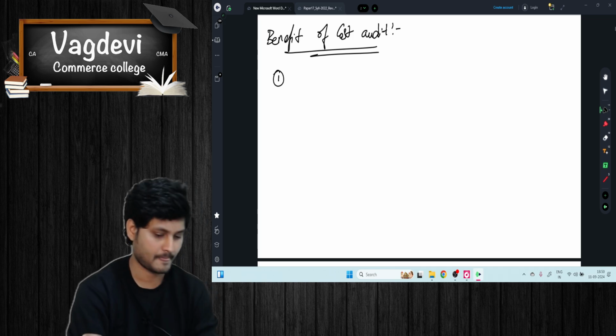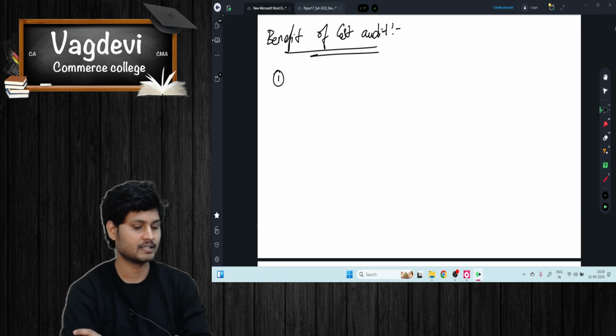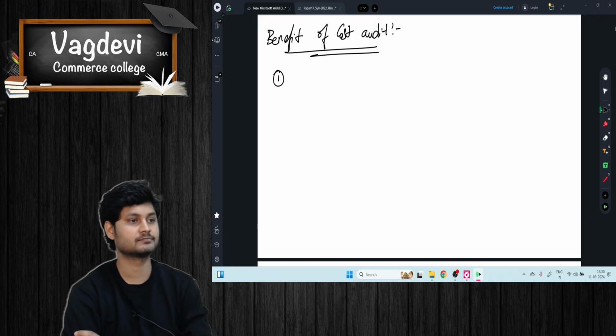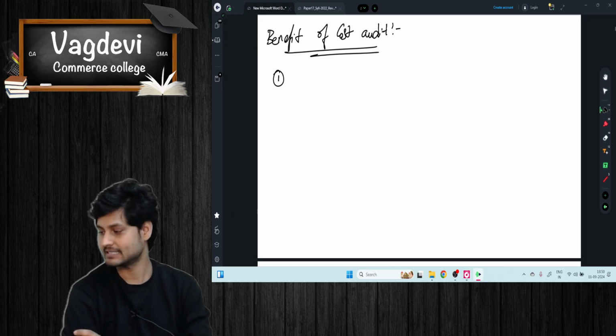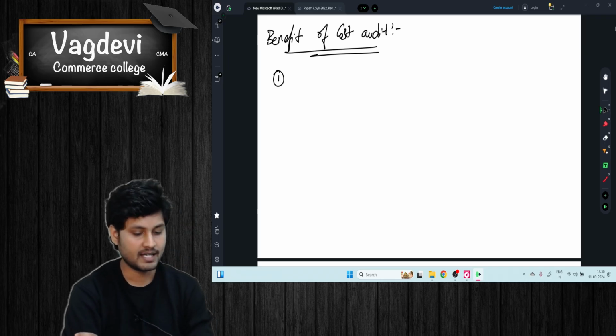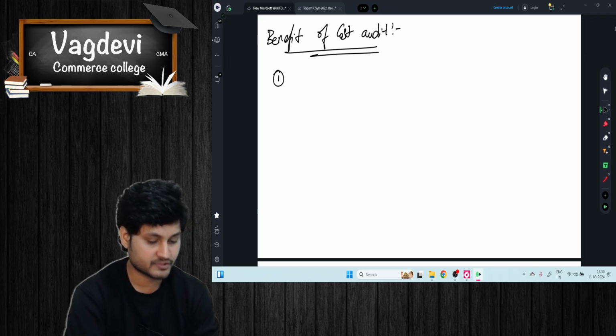Point number 3. Setting of standards and budgetary controls.